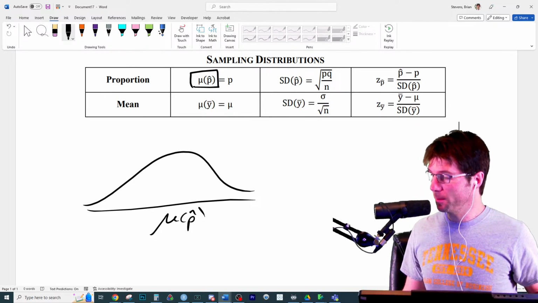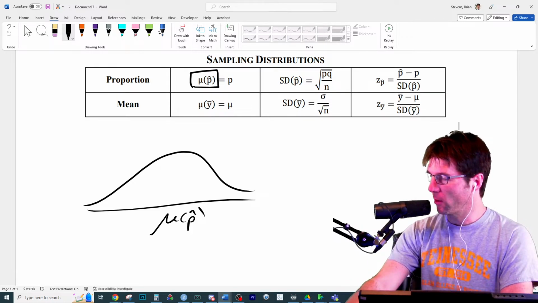It's the center of a distribution. Great job, Hayden, right there. It's the center of a distribution. We'll throw Hayden 100 points.